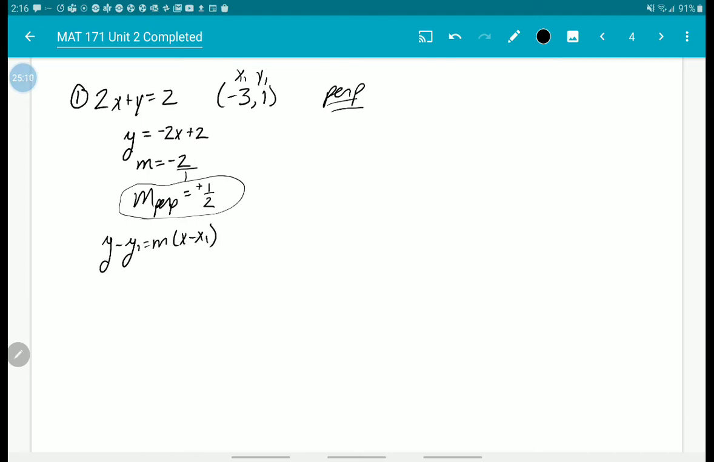So let's look at that. Substitute in everything you know. And I'm going to find the slope-intercept form again. So I'm going to distribute that -3. And then let's add 1 to both sides.